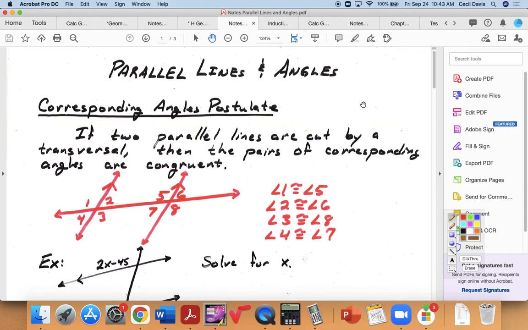Just as a reminder, a postulate is a statement that we just agree is true without ever proving it's true. We all kind of go, yep, that looks like it's true, so we're going to just go ahead and go on. Okay? So this one says that if two parallel lines are cut by a transversal, then the pairs of corresponding angles are congruent.